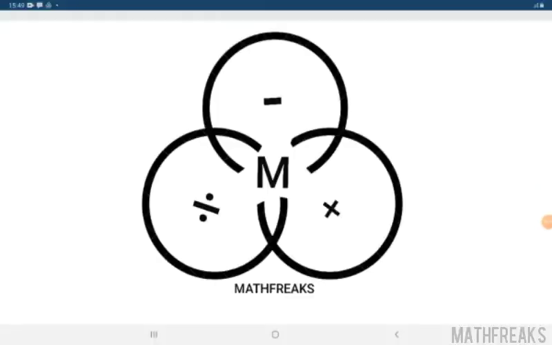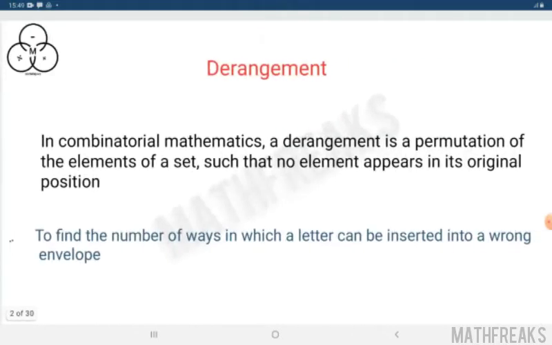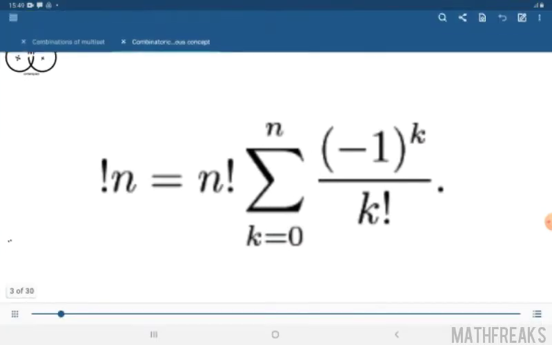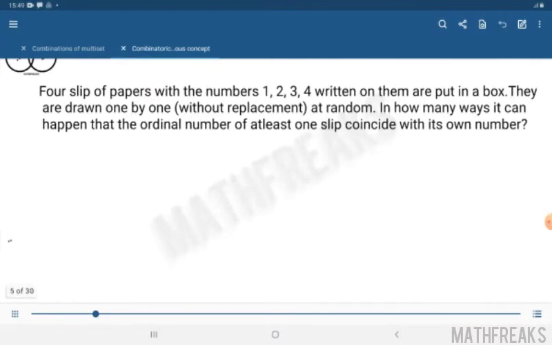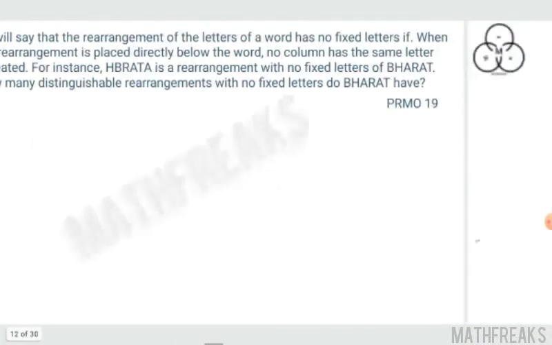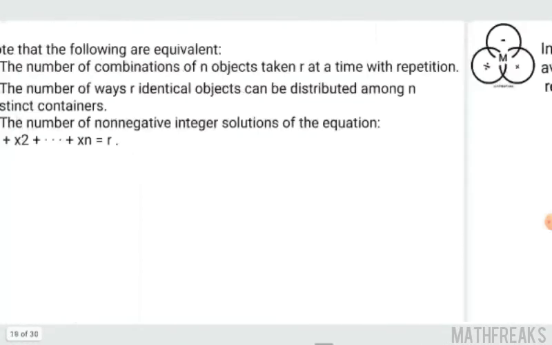Hello, so today we will be discussing three topics: derangement, circular permutation, and combination of multiset. These are the three topics that today we are going to discuss.